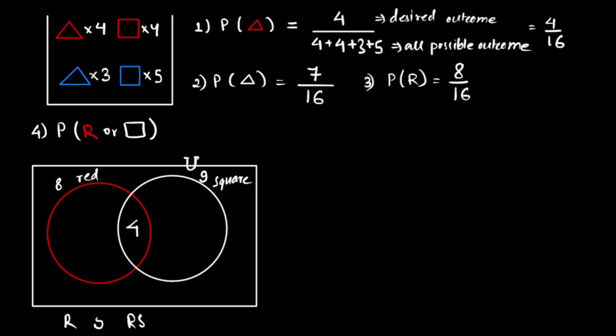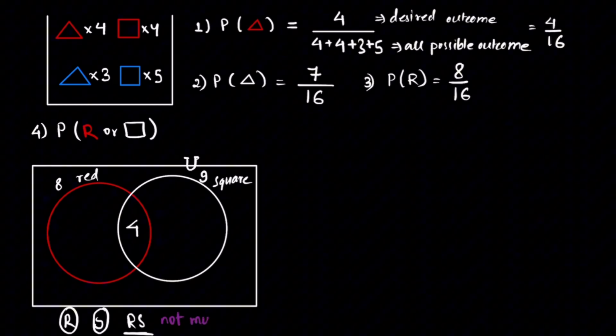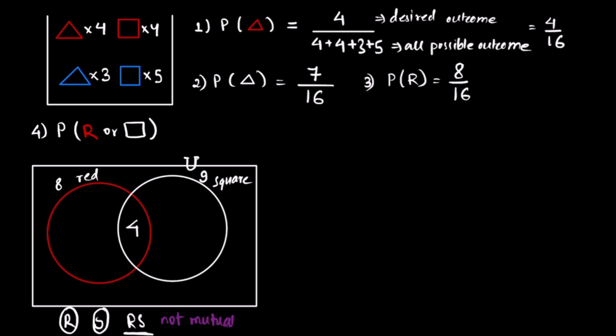That is two different events occurring at the same time. And this is what we call not mutually exclusive events. In mutually exclusive events, you had events that never occurred at the same time. Here, since you have two different events occurring at the same time, they are not mutually exclusive. Okay, so that's one concept.